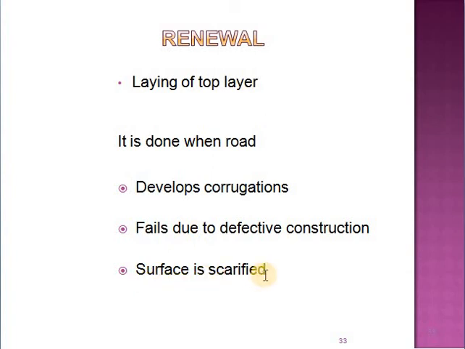And next, the surface is carpeted. The surface looks like an ugly road. It should look like a very hard surface. So in those cases we have to apply the top layer.